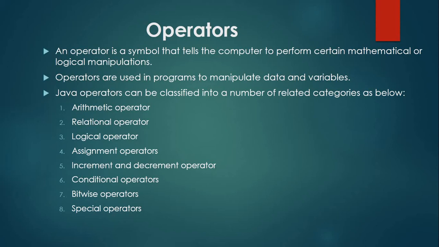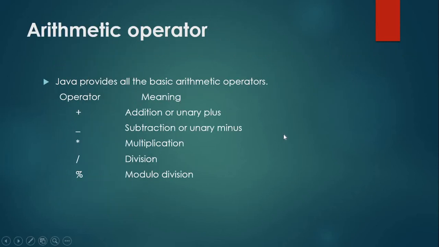Here we have listed a total of 8 types of operators in Java. First of all, we have the arithmetic operator. Second one is relational. Third one is logical operator. Fourth one is assignment operator. Fifth one is increment and decrement. Sixth one is conditional operator. Seventh is bitwise operator, and last and eighth is special operators. So let's start with our first operator, that is arithmetic operator.